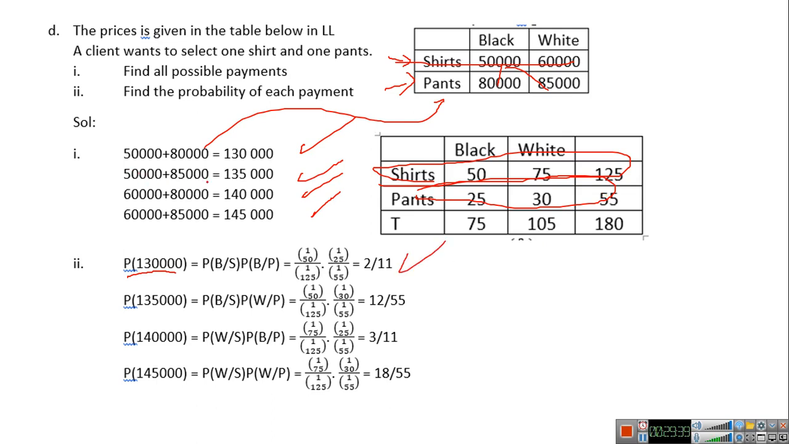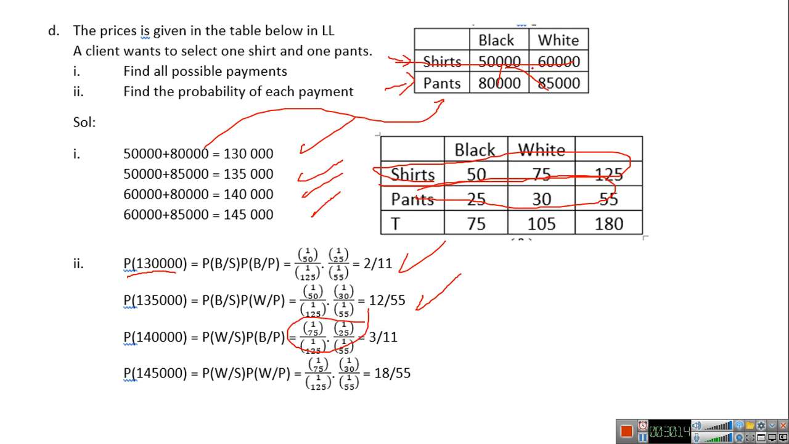For 135,000, he wants 50 with 85: one black shirt from the shirt set, 1 out of 50 over 1 out of 25. Now I want white pants. From the set of pants, 1 out of 30 over the total 1 out of 55, and we have this answer. For the second one, the same story: I have 60 and 80. So 1 out of 75 over 1 out of 25, and 80,000 is 1 out of 25 over 1 out of 55.